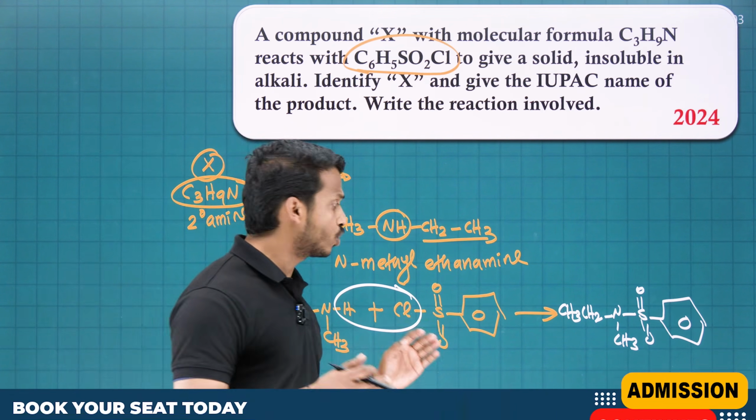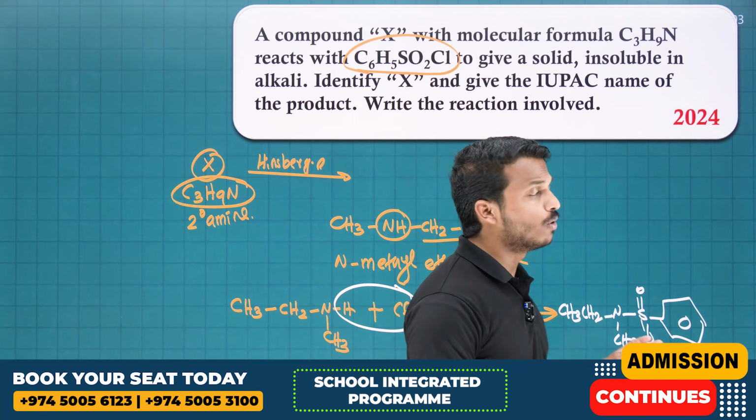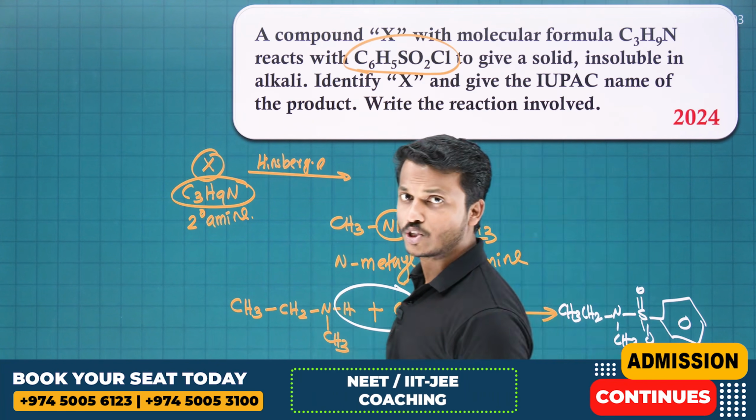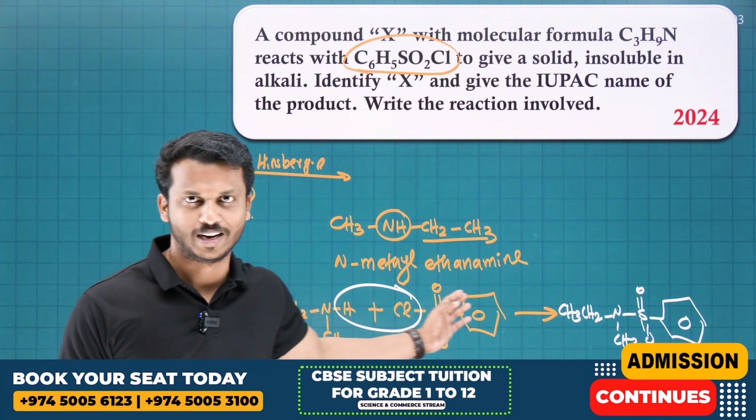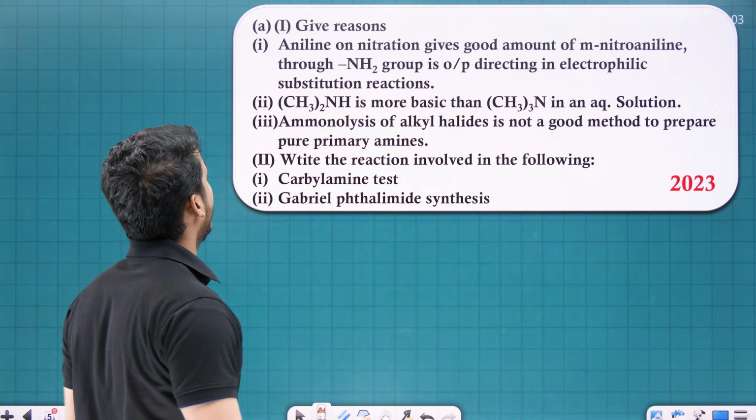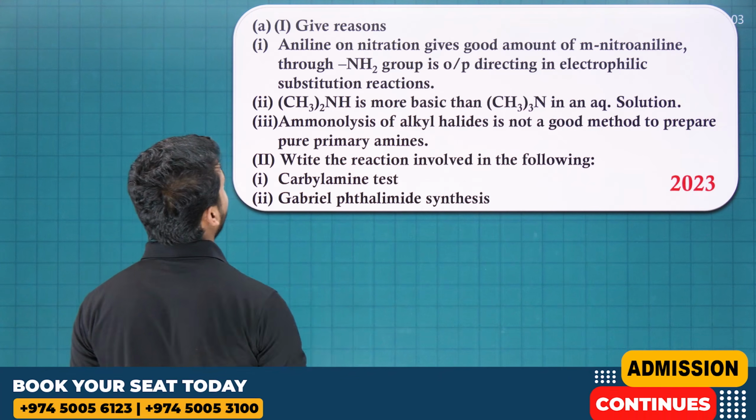So C3H9N is the formula. They were asking for a secondary amine. So this is the possible secondary amine, and this is the reaction with the Hinsberg reagent. Clear all? Next question from 2023. Give reason: aniline on nitration.